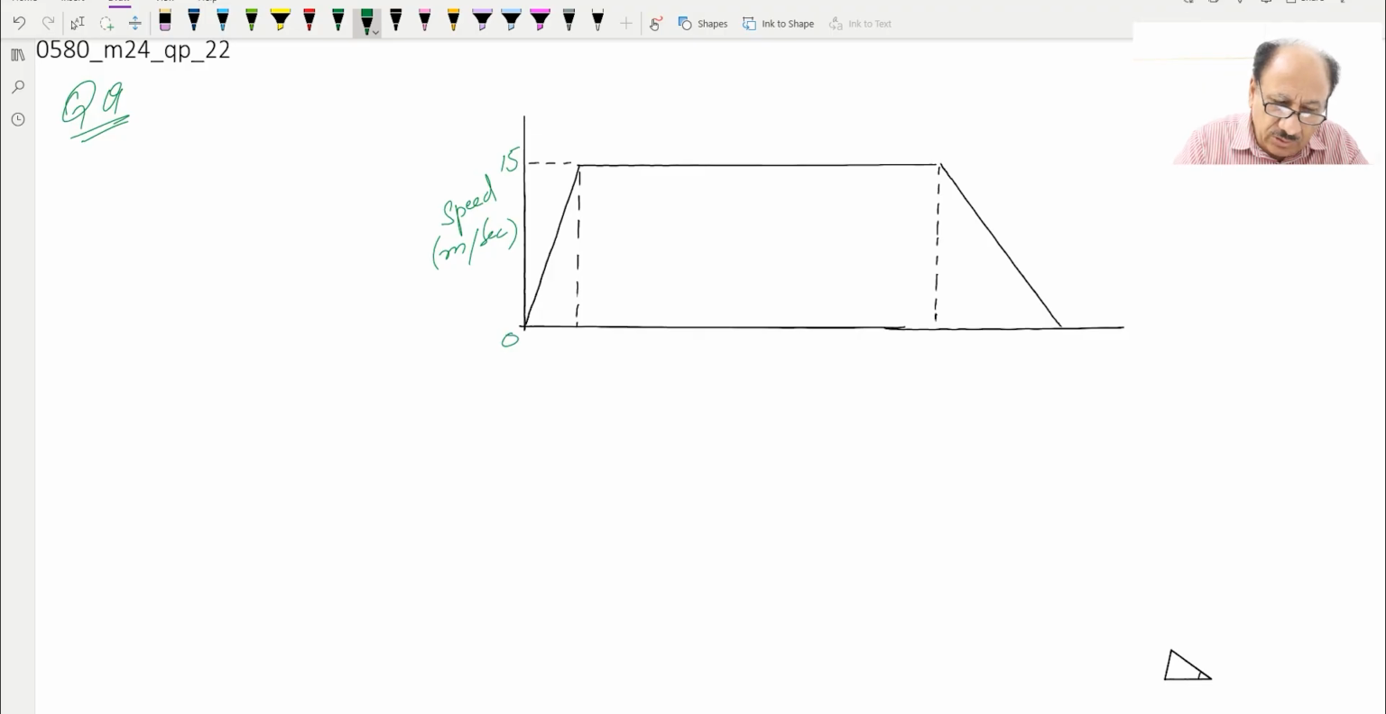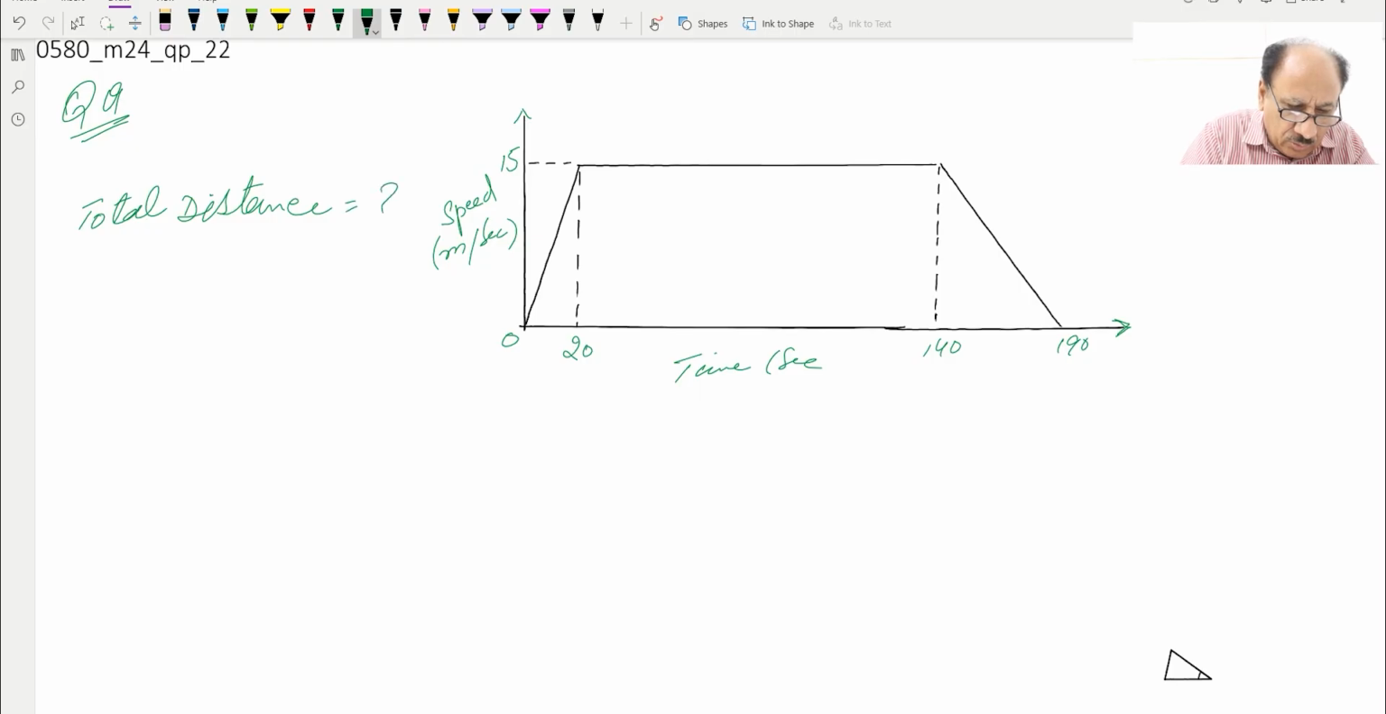This is the origin, and this is given as 20, and this side is time in seconds, and this is given as 140, and this is given as 190, and the diagram is not to scale. So I've just sketched this for you. Now the question is: the speed-time graph shows information about a bus journey, and we calculate the total distance traveled by the bus.